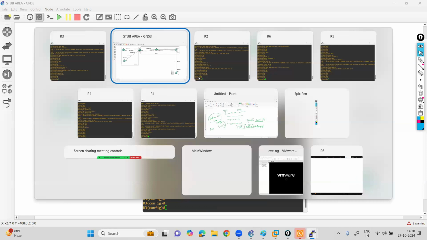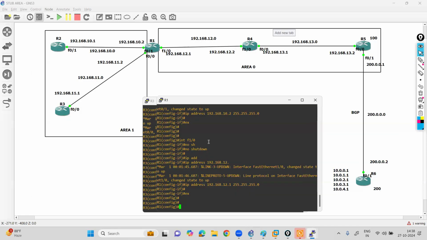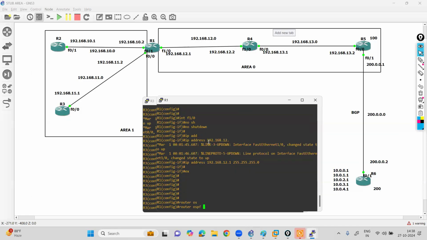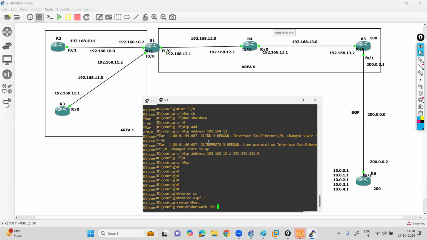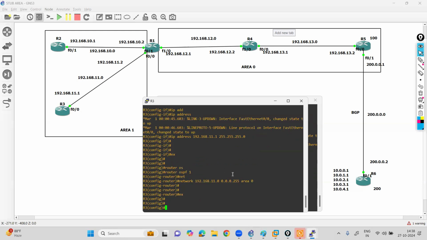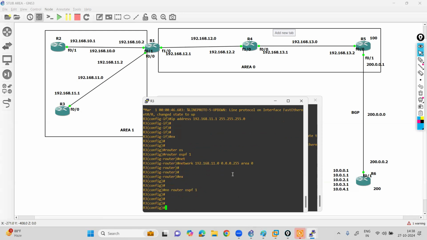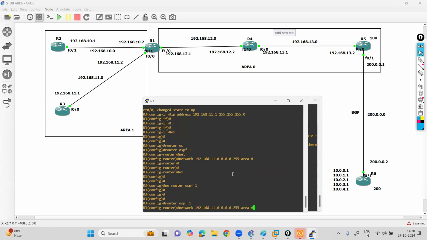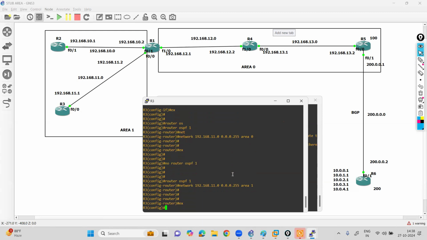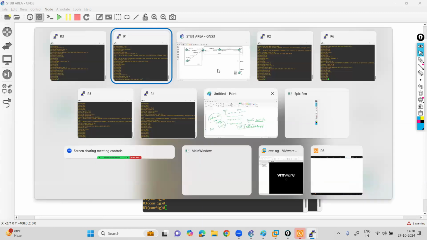Let's go to router number 1 now. Okay. Router OSPF 1, network 192.168. Area zero or area one, sir? Yeah, this is area 1 actually. Oh, sorry, we have made a mistake here. So, no worry. Only one network is available. We can do the configuration again. Router OSPF 1, network, area 1.